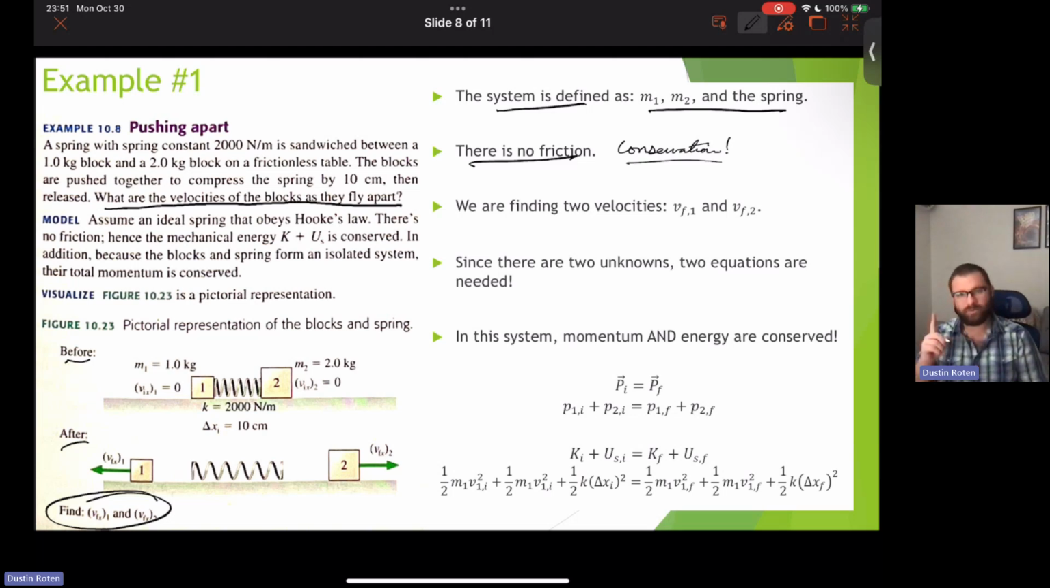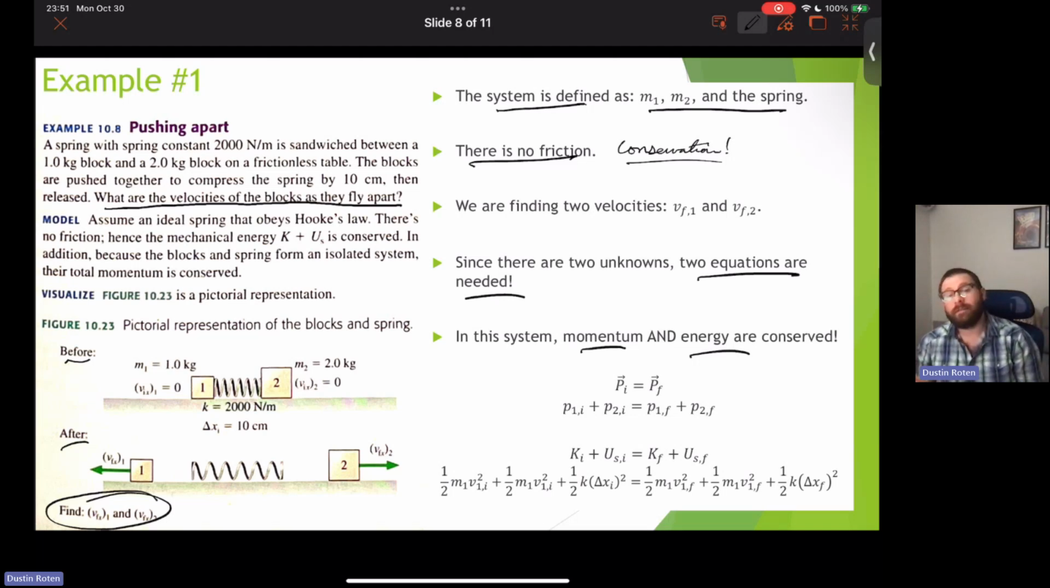Okay, so we're finding two velocities, so we do need two equations. So that means we actually have to use two concepts here. In this system, momentum and energy are conserved. So we have momentum equations and energy equations. There's our two equations that we can solve for two unknowns with. Okay, so let's look at momentum first.